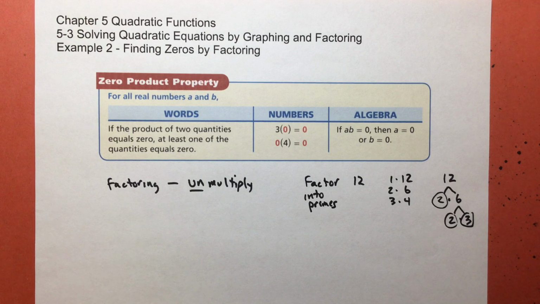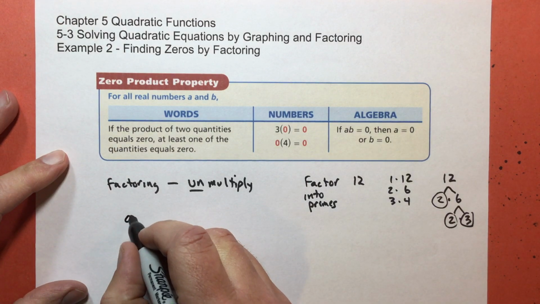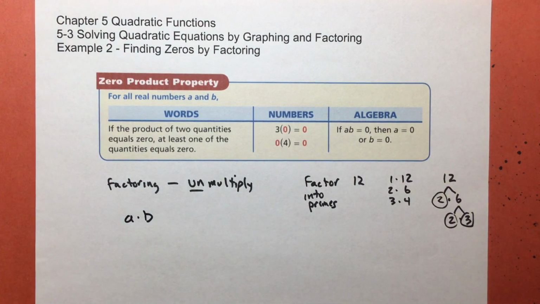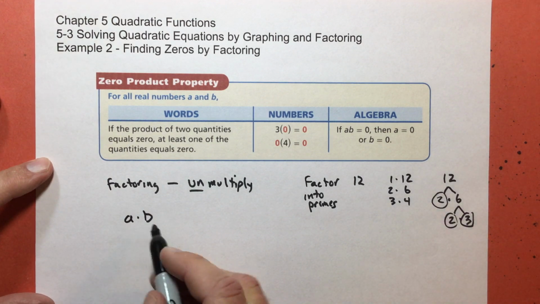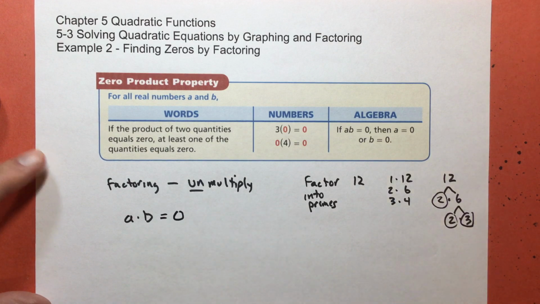How is that useful? Well, here's how it works. We need to know something about the zero product property. The zero product property says that if I multiply two things, A times B, those are numbers, but I'm keeping them secret. You don't know what A is or what B is. But if I tell you that A times B equals 0, now you have more information.